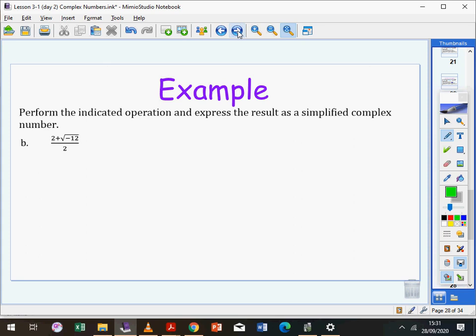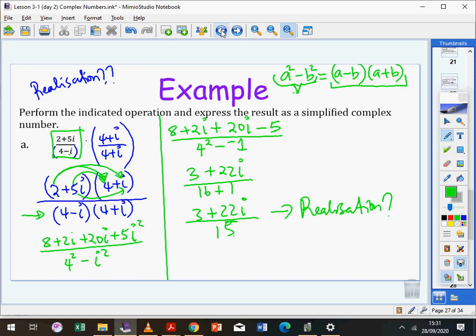let's try some more practice. I want to perform the indicated operation and express the result as a simplified complex number. Now going back here, a simplified complex number should not have an imaginary part in the denominator. That's why we went ahead to realize it.